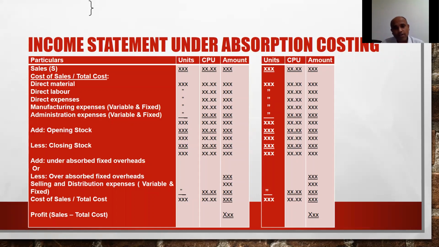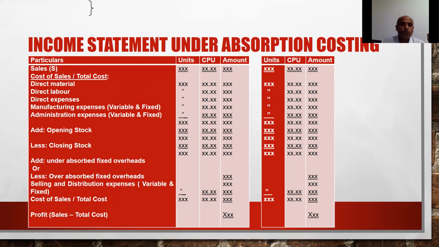What is marginal costing? The technique where the total cost is divided into two parts. Correct, guys? What are the two parts? Variable cost and fixed cost. But if I don't distinguish it into two parts, then it is absorption costing. It is as simple as that. Under absorption costing, there is no bifurcation of total cost into fixed and variable. But under marginal costing, the total cost is bifurcated into two parts, fixed cost and variable cost. When such bifurcation is not there, it is absorption costing.